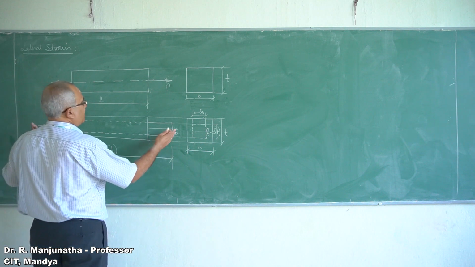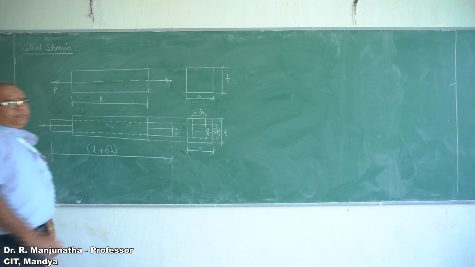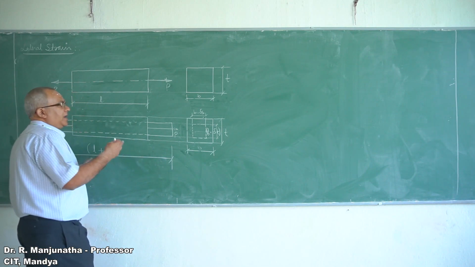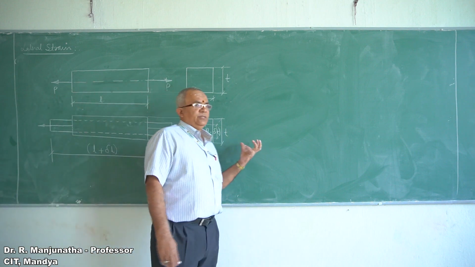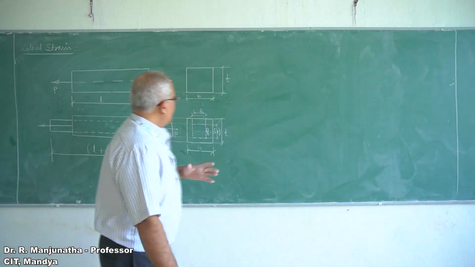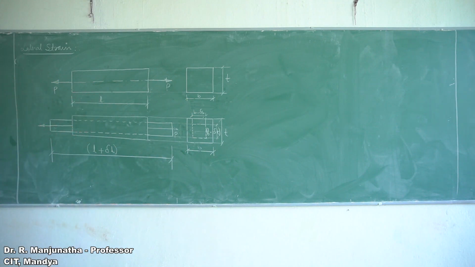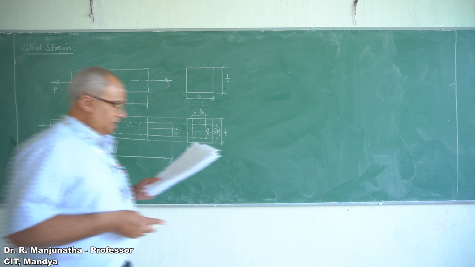Similarly, suppose I apply a compressive load, so what happens? Naturally the length is going to decrease and the area of cross section is going to increase. So this is the concept that the volume of the body is going to remain the same. Now we are going to consider the strain in the direction of the applied load.